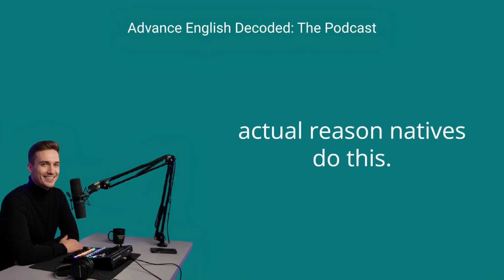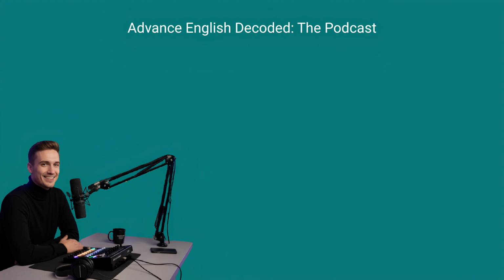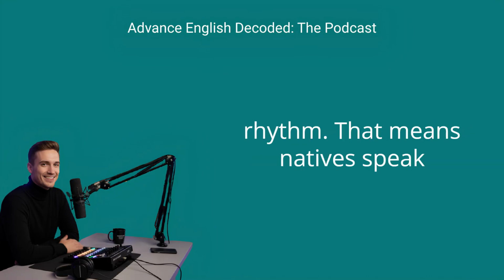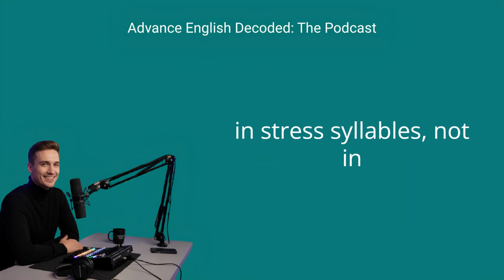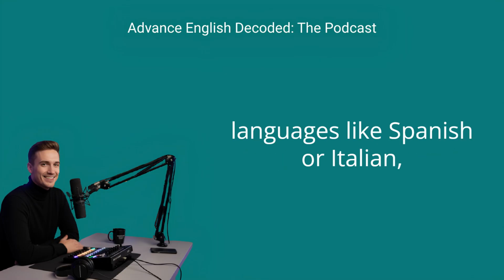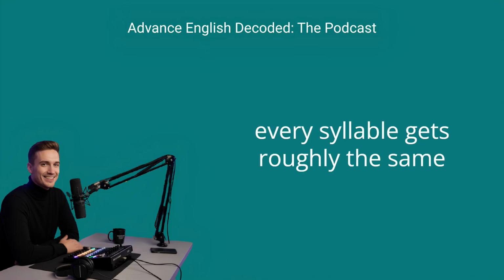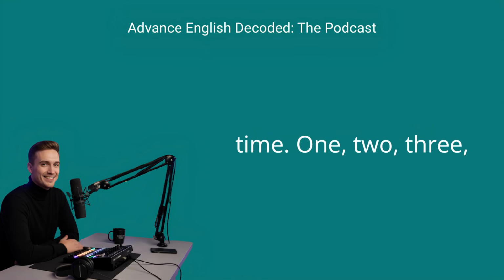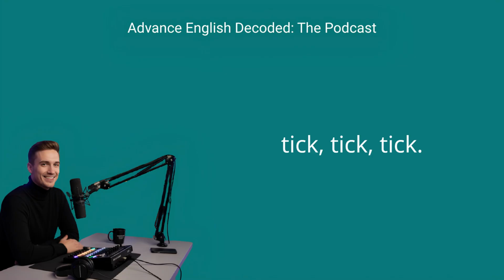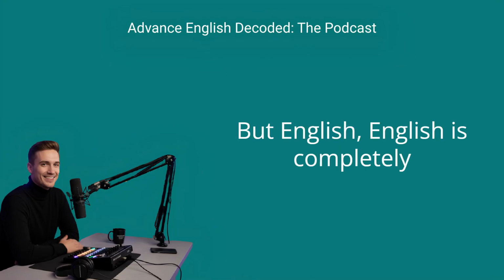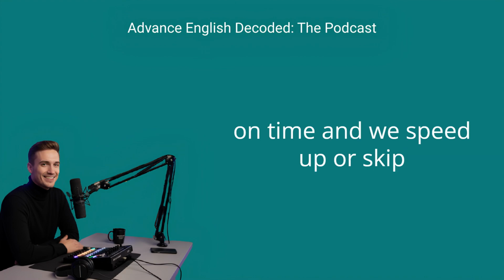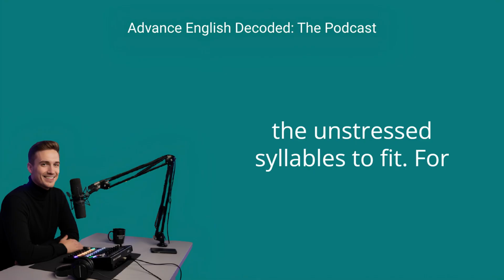Let me explain the actual reason natives do this. English has something called stress-timed rhythm. That means natives speak in stressed syllables, not in individual words. Here's what I mean. In languages like Spanish or Italian, every syllable gets roughly the same time. 1, 2, 3, 4, like a metronome. Tick, tick, tick, tick. But English is completely different. We say the stressed syllables on time, and we speed up or skip the unstressed syllables to fit.